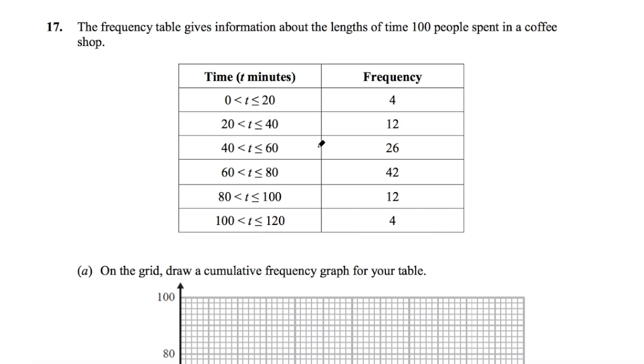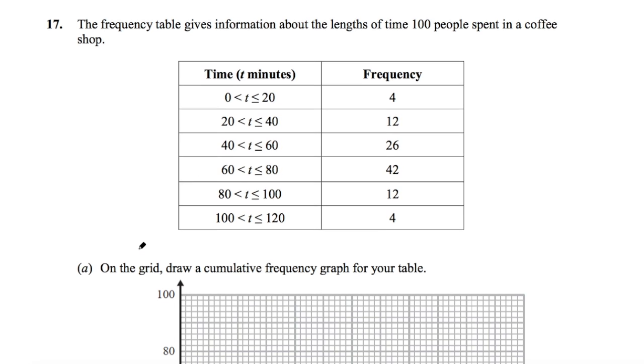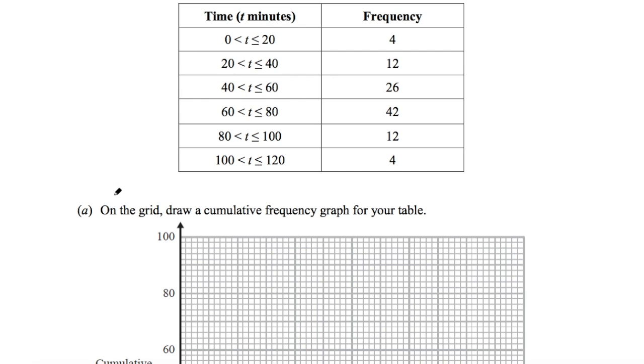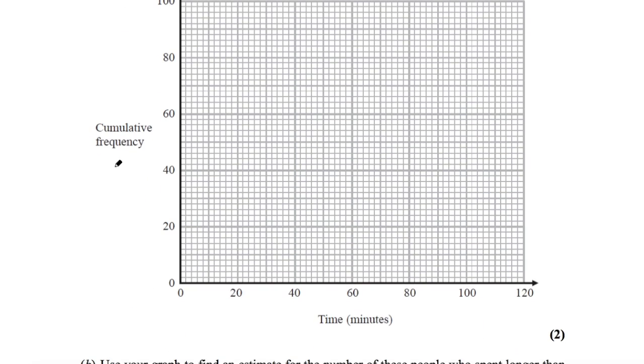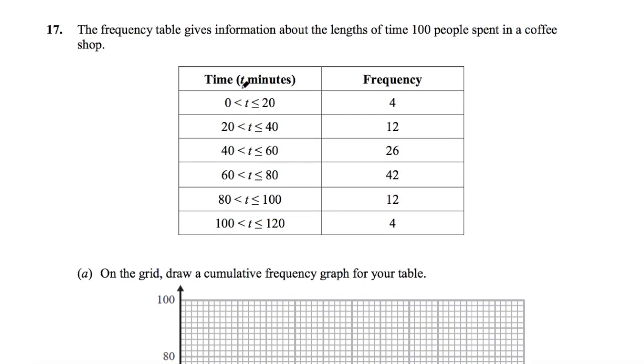Question 17 says the frequency table gives information about the lengths of time 100 people spent in a coffee shop. And part A says on the grid draw a cumulative frequency graph for your table. Okay, so we have our graph down here, and what we need to do first is to work out the cumulative frequencies. So this is adding the frequencies up as you go down the list.